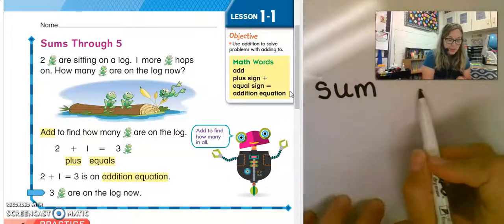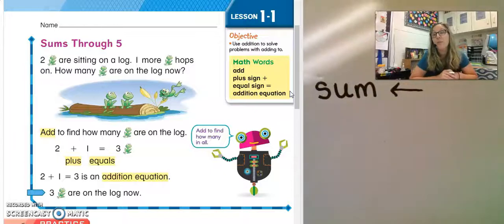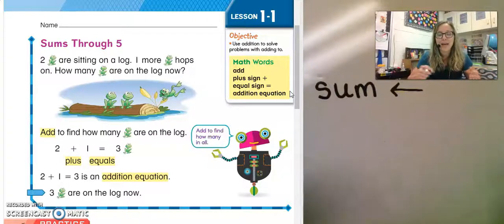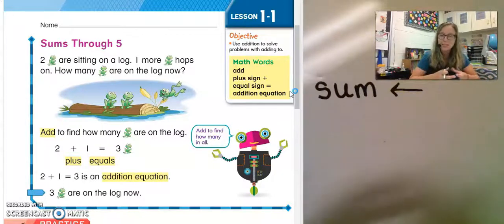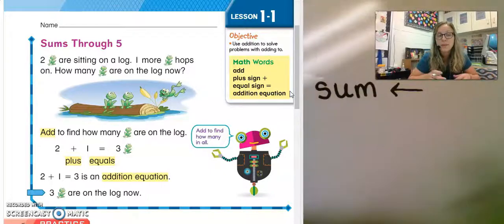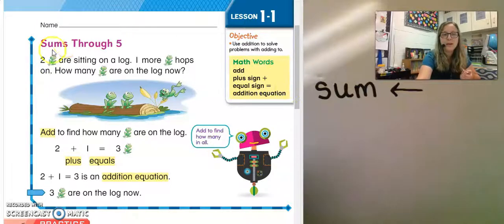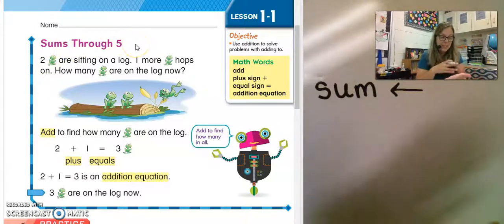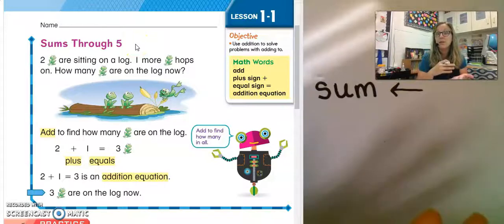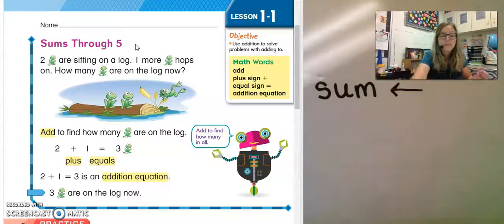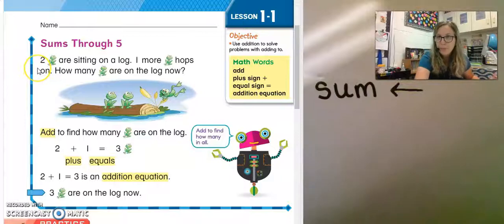So this word sum, you're going to hear a lot when we are doing math, because we add a lot in math, and the answer when we add numbers together is called the sum. So now that we know what a sum is, we can start to talk about this sums through 5, which means answers through 5, or answers that add up to 5. Here we have what we call a word problem or a story problem, and it says there are 2 frogs sitting on a log.